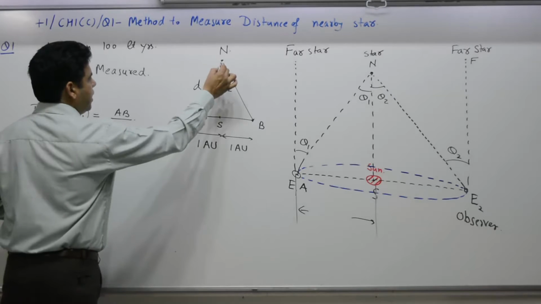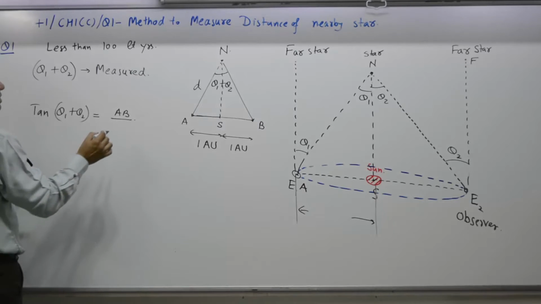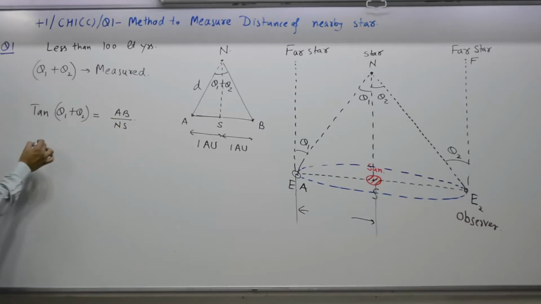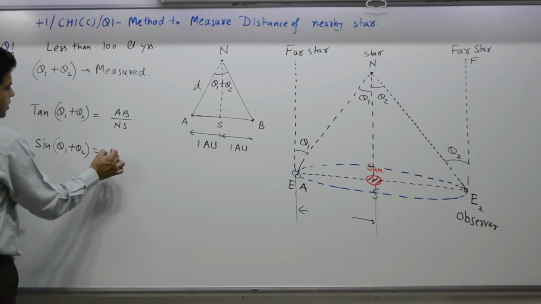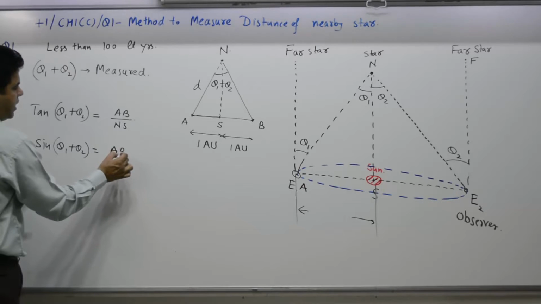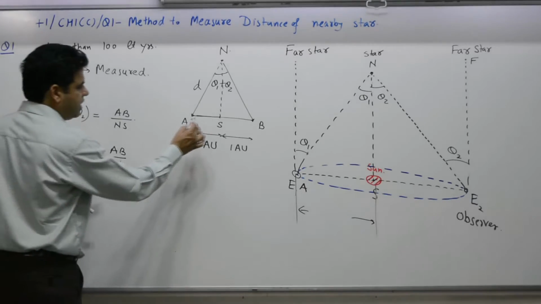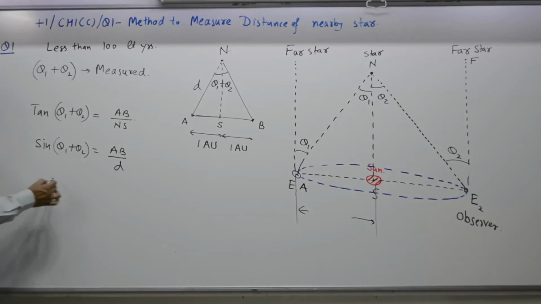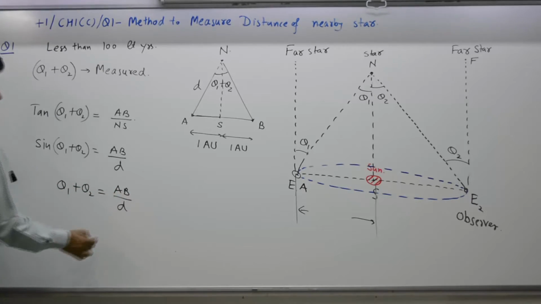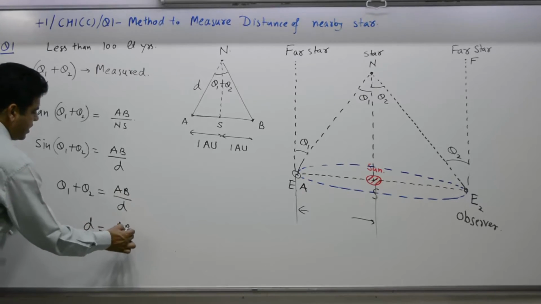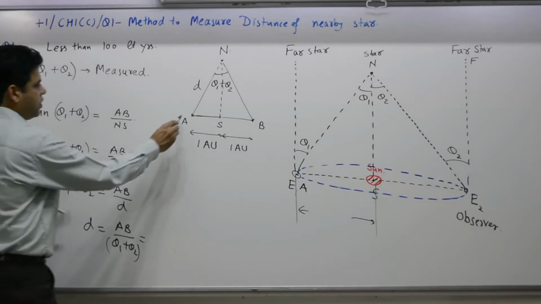I will write tangent theta 1 plus tangent theta 2 is AB by NS, or sine theta 1 plus sine theta 2 is equal to AB by D. For small angles, sine theta is equal to tangent theta, which is equal to theta. So theta 1 plus theta 2 is equal to AB by D. D is equal to what? AB by the angle theta 1 plus theta 2. AB is equal to what?